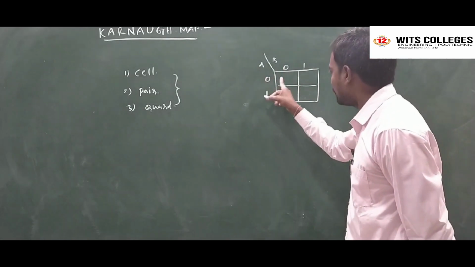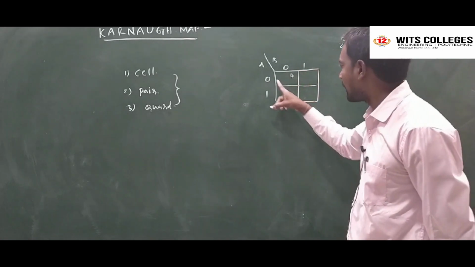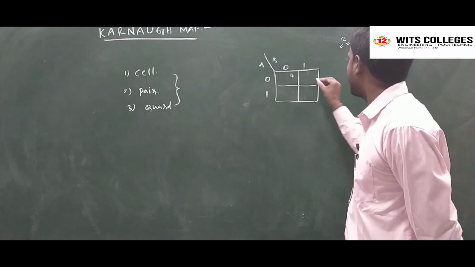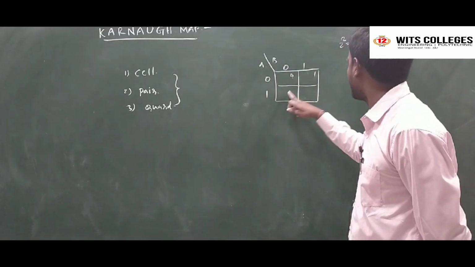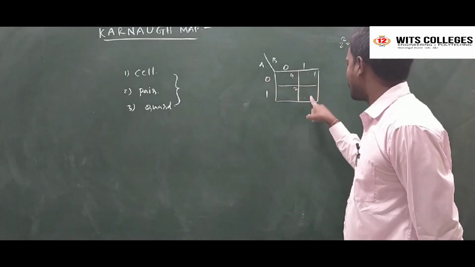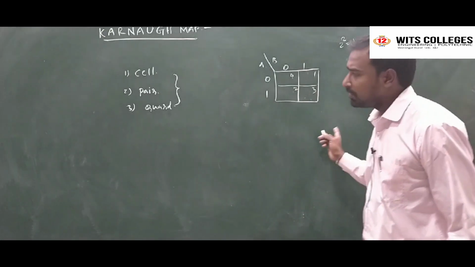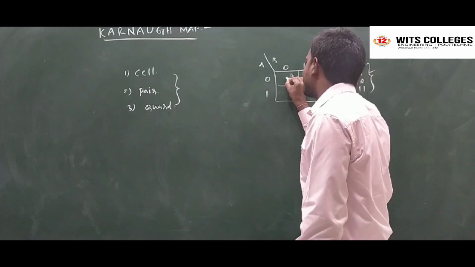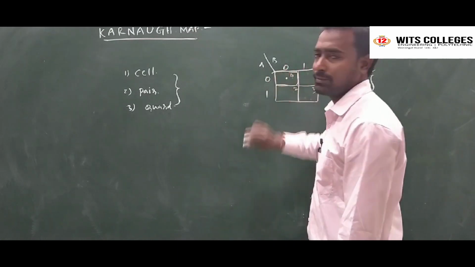So when A is equal to 0 and B is equal to 0, this is treated as 0. When A is equal to 0 and B is equal to 1, this becomes 1. When A is equal to 1 and B is equal to 0, this will be 2, and when A is equal to 1 and B is equal to 1, this is equal to 3. And coming to the cell, a cell is nothing but one single term, so this is called a cell.